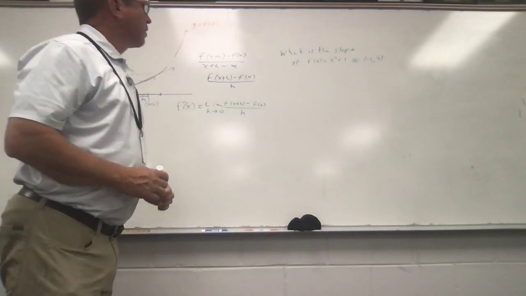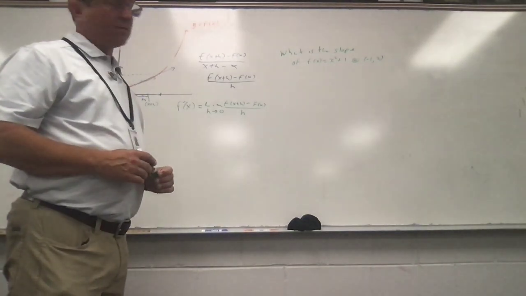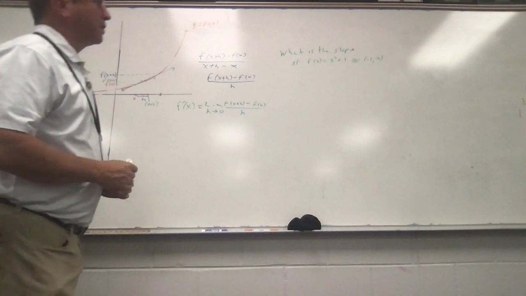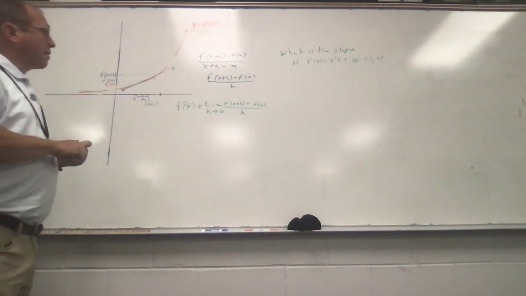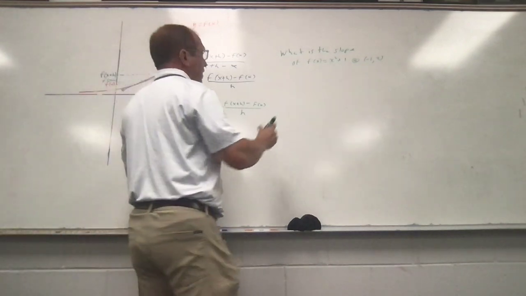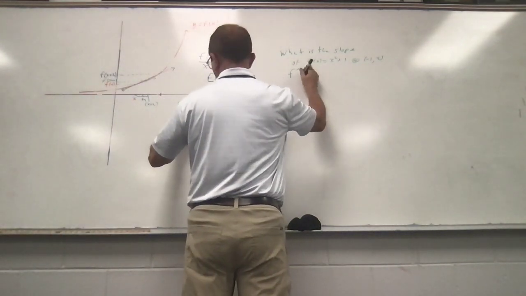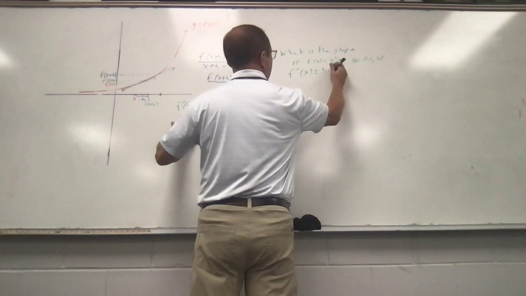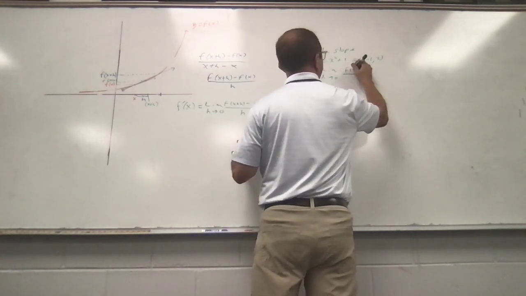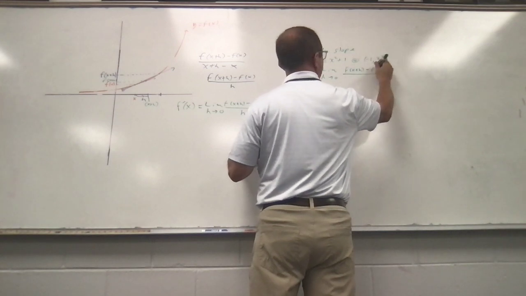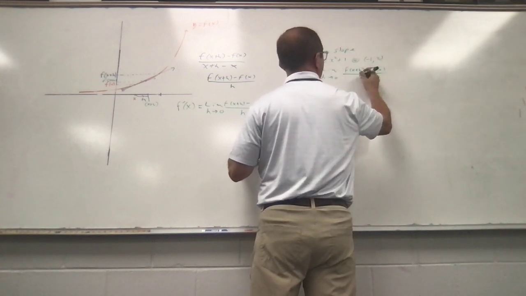So we're wanting to know what is the slope of f of x equals x squared plus 1 at the point negative 1, 2. Well, in order to do that, I'm going to start each problem off by writing the definition of the derivative out. F prime of x equals the limit as h approaches 0 of f of x plus h minus f of x all over h.